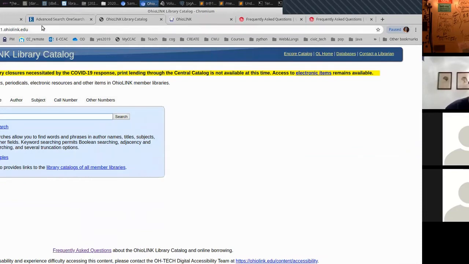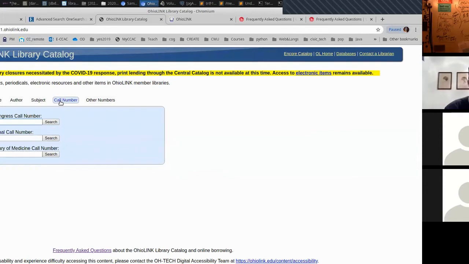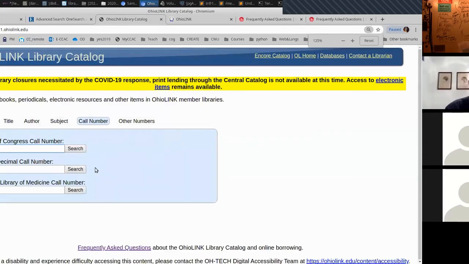When you get the OhioLINK library catalog up, it'll give you search options, and then we can come here to call number, and then we have three different call numbers. Different book sections have different call number prefix trees, classification trees. We're going to use the Library of Congress, which is the standard, and we can actually just put in the prefix. We don't even need wildcards on this one.